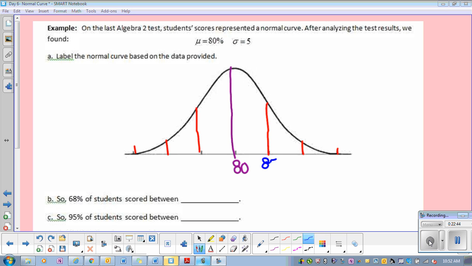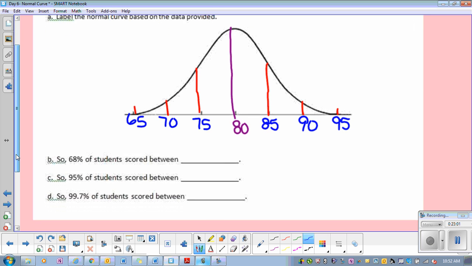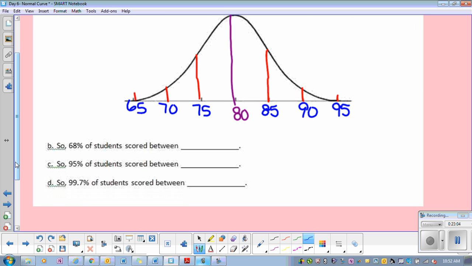I want you to label those, please. 85, 90, 95. That takes care of the standard deviations above the mean. What about below? Go from the mean: 75, 70, 65. Good. So guys, let's think about this. 68% of the students scored between what and what? 75 and 85, because that is 1 standard deviation above and 1 standard deviation below.